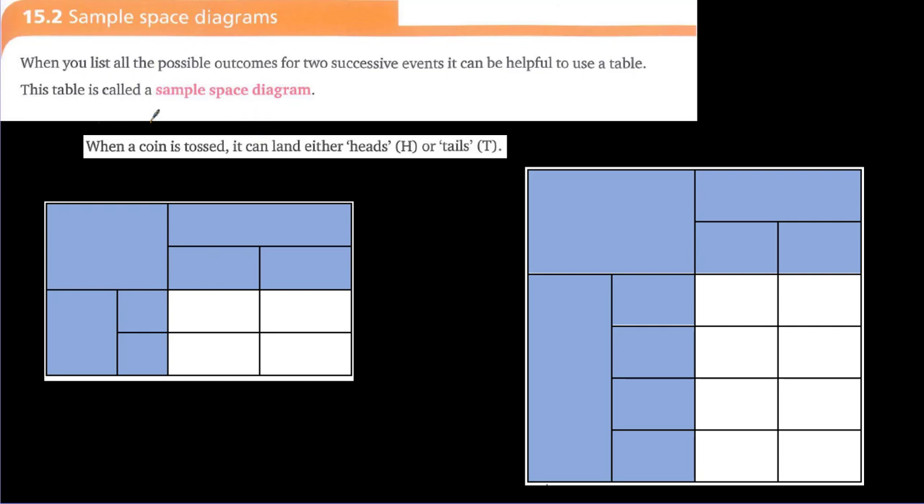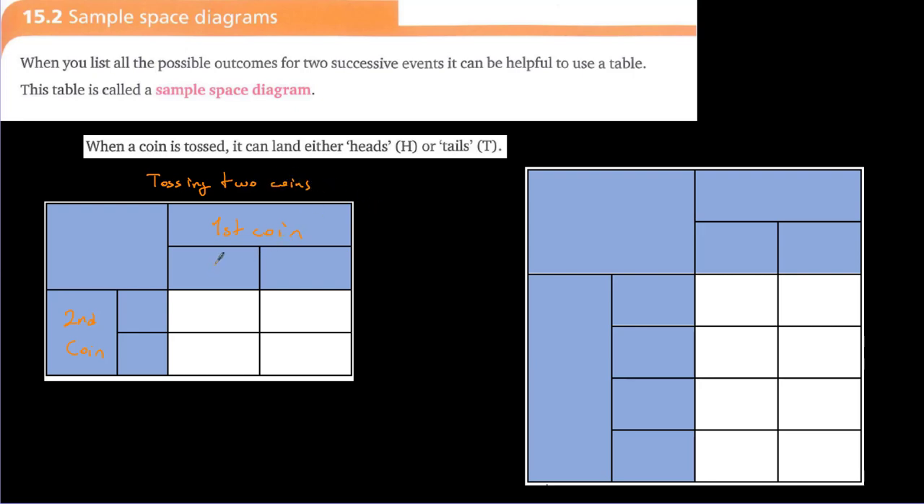And here, when we toss a coin, if you remember, it should have head or tail. H represents head and T represents tail. Here I'm going to make the diagram for that one. Firstly, this is the first coin, and this is the second coin. When you toss two coins, what is the result?